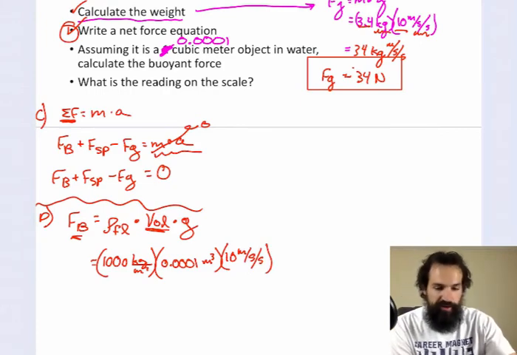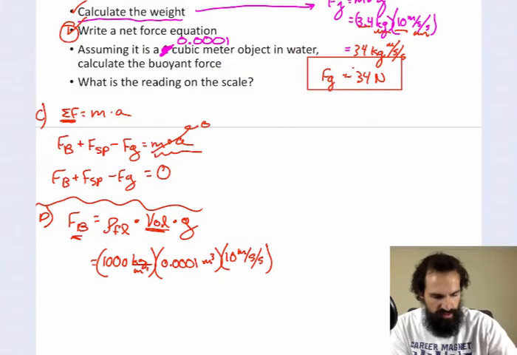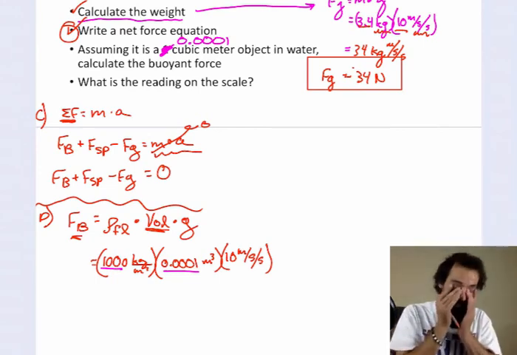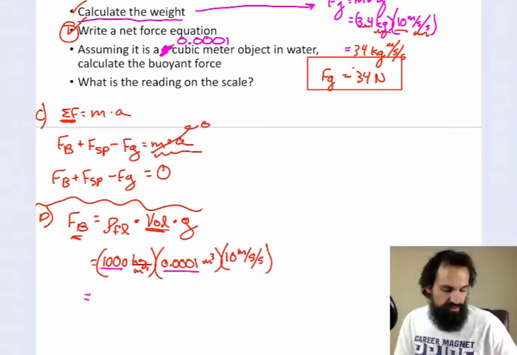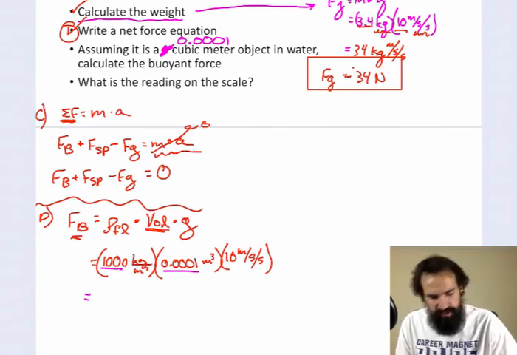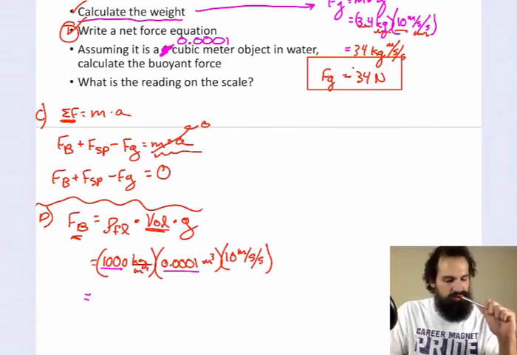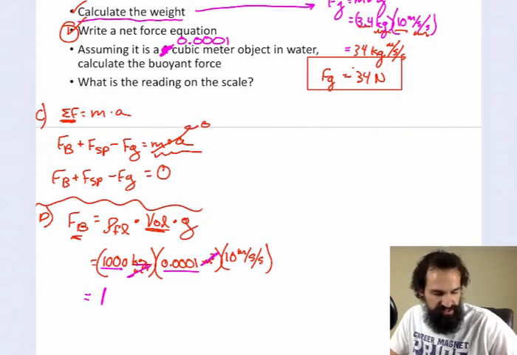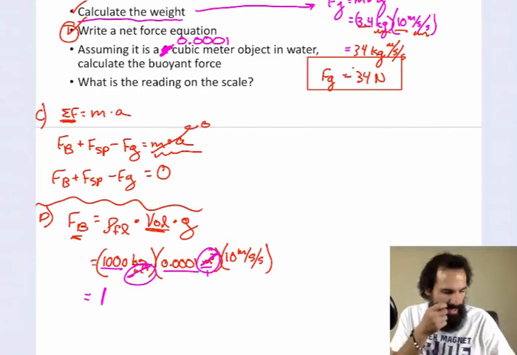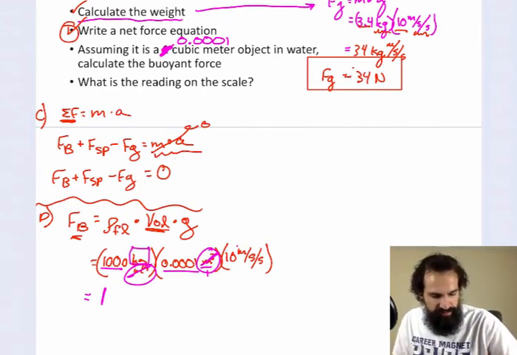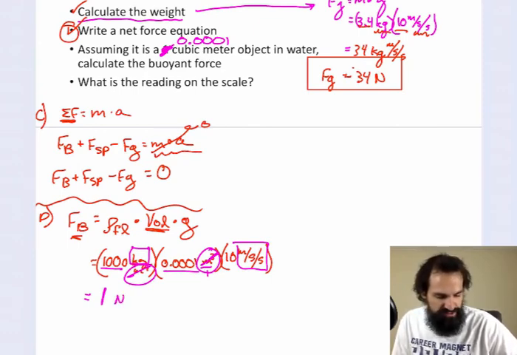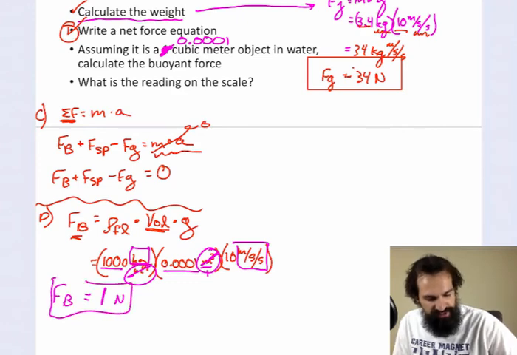Now I'm just going to take my numbers. 1,000 times 0.0001 times 10. Thank God I chose a small enough volume. And we are going to end up with, is that 1? 1,000th times 1,000 is 1. Meters cubed is going to cancel out with meters cubed because 1 is in the denominator and 1 is in the numerator. And the only units we're left with is kilogram times meter per second squared, which is also known as 1 Newton of force. So now we have the buoyant force.